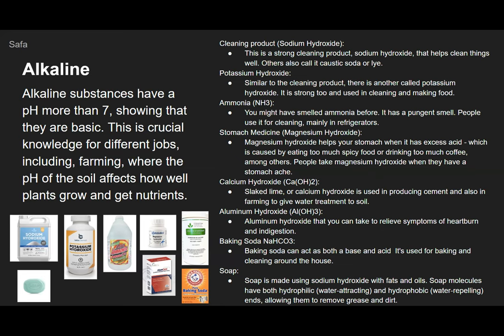Calcium hydroxide. Slaked lime, or calcium hydroxide, is used in producing cement and also in farming for treating soil. Aluminum hydroxide you can take to relieve symptoms of heartburn and indigestion. Baking soda can act as both a base and an acid, and it's used for baking and cleaning around the house. Lastly, soap is made using sodium hydroxide with fats and oils. Soap molecules have both hydrophilic, water-attracting, and hydrophobic, water-repelling ends, allowing them to remove grease and dirt.